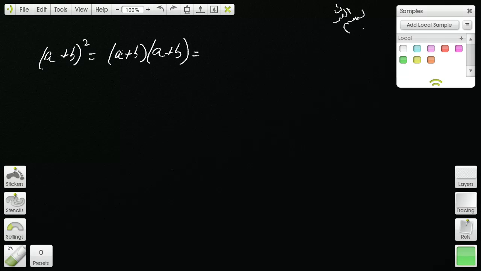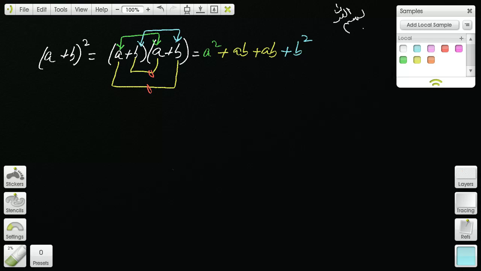So let's do FOIL. First, that's a squared. And then outer, that's ab. And then inner, that's ab, right? First, outer, inner, like terms. And then the last, which is the two b's, plus b squared. Then you combine the like terms and you get a squared plus 2ab plus b squared.